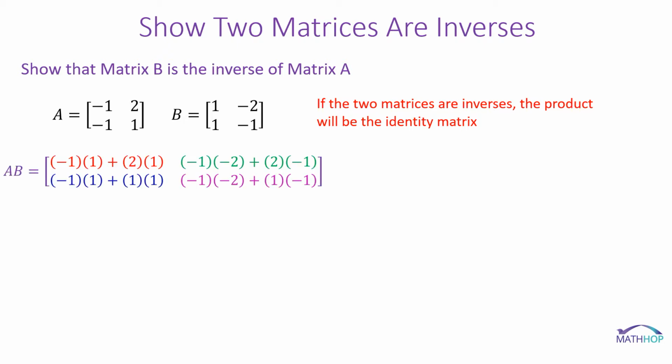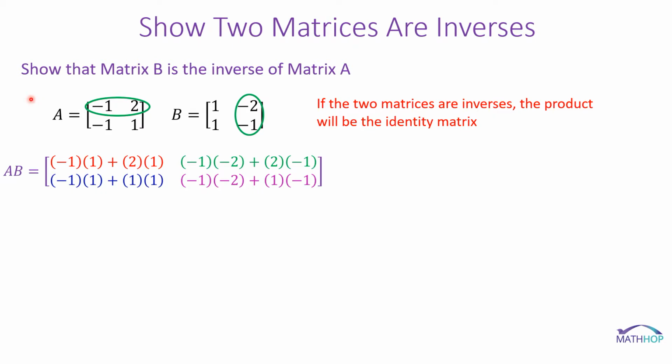Multiplying A times B. To get the entry in the top left position, we take the top row of A by the left column of B. Remember, top left means top row, left column. We multiply the corresponding entries, so the first entry, -1, times the first entry, 1, plus the second entries multiplied, 2 times 1. So we get -1 times 1 plus 2 times 1. Perfect.